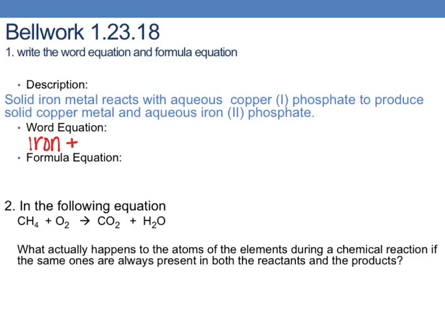And now we need copper. The Roman numeral, yeah. Phosphate. All right, to produce or decompose it, so you're going to have a verb afterwards, and the verb is represented by an arrow.